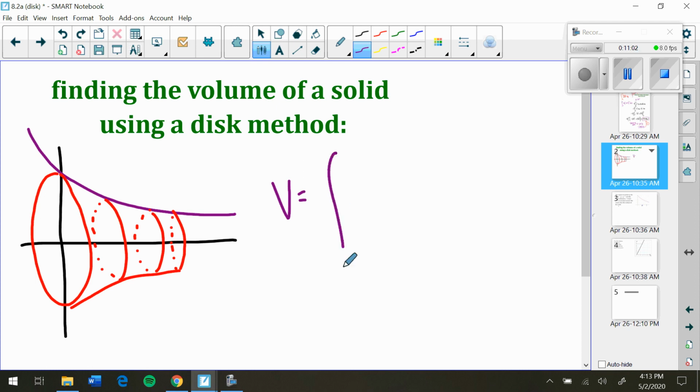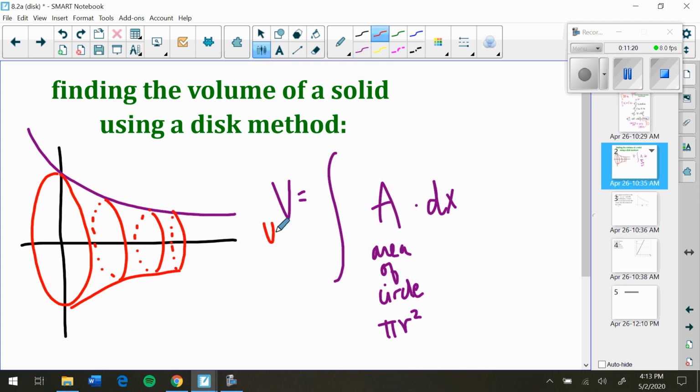I'm going to take the antiderivative, find an integral of the area of one circle, the area of a circle, which again we know is pi r squared. And it's going to technically be either with respect to x or y. We'll see an example of that. So the volume, that's V, obviously. And that's what we got.